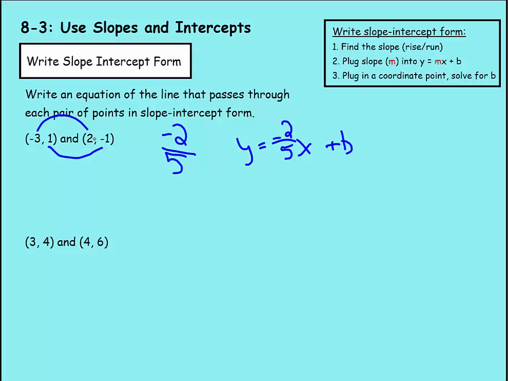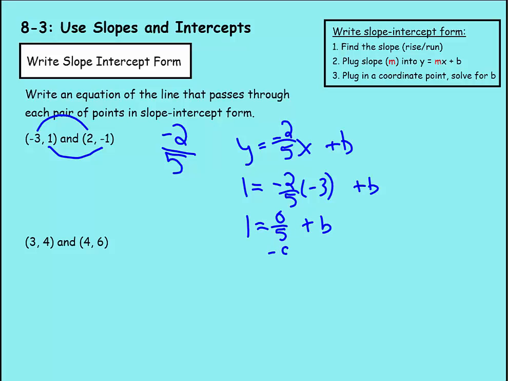Now we can plug in a coordinate point, either negative 3 and 1 or 2 and negative 1. Let's try the negative 3 and 1. So 1 for y equals negative 2/5 times x, which is negative 3, plus b. If we do our multiplication here, negative 3 times negative 2 is positive 6, so we have positive 6 over 5. So 1 equals positive 6 over 5 plus b.